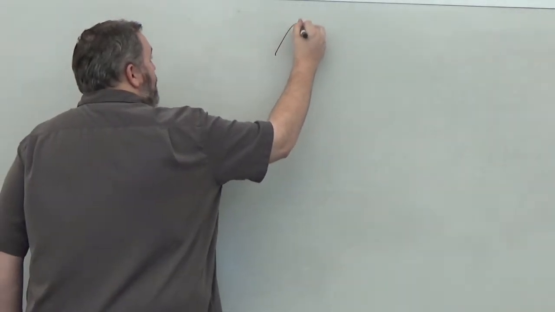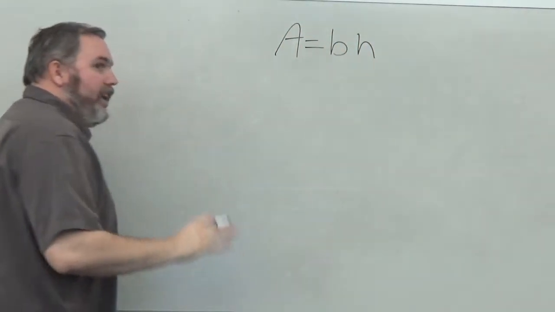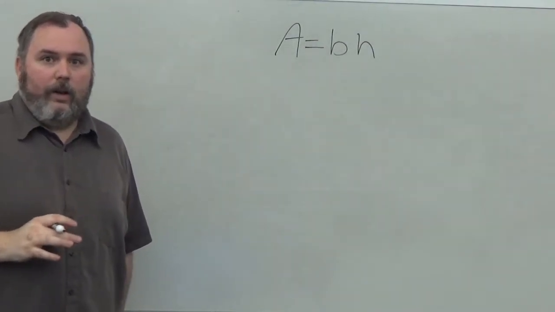It does not matter what type of parallelogram it is, if it's a rhombus, a square, or a rectangle. The equation that we always use to find area is A is equal to base times height. It never changes. We always use this equation for the area of a parallelogram.